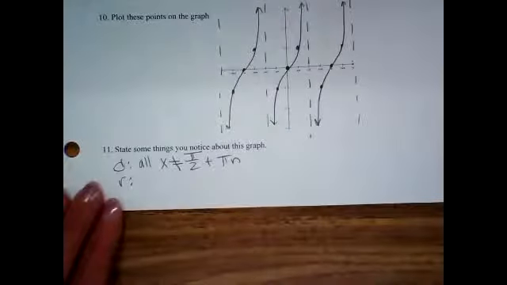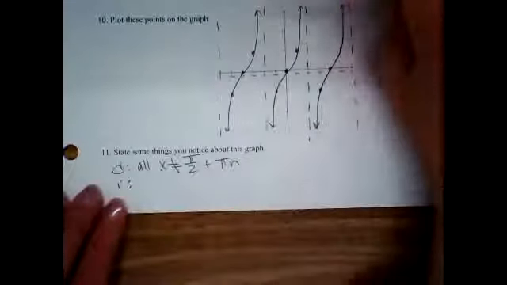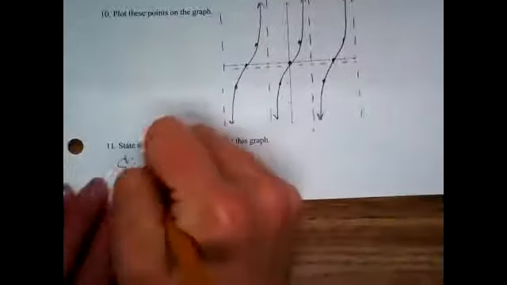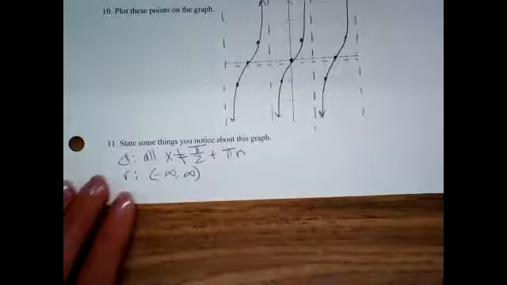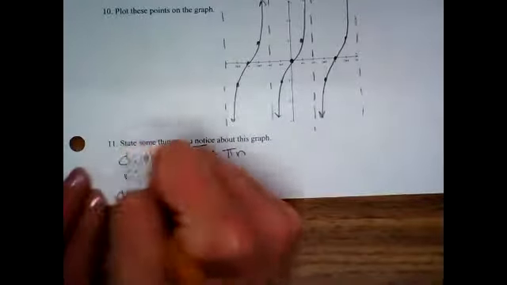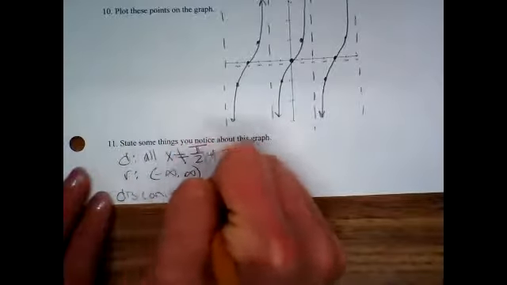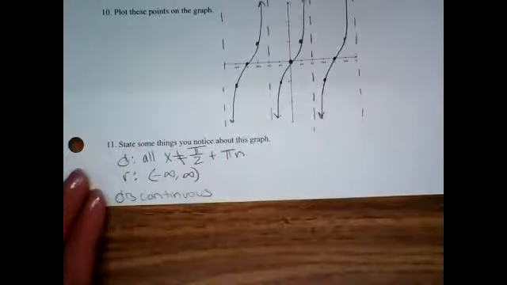You catch a break with the range on these ones, because if you sweep downwards to upwards, what's your range? Everything. That's like an automatic answer. It'll just be all reals, which is cool. It is discontinuous because of all the asymptotes.